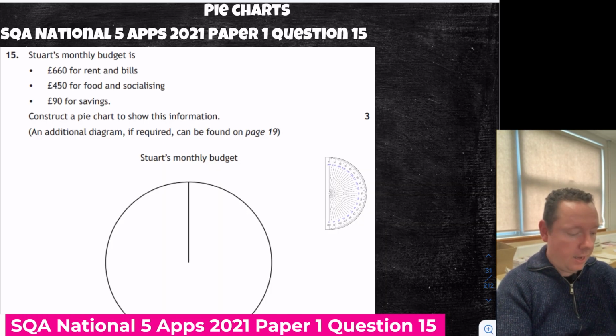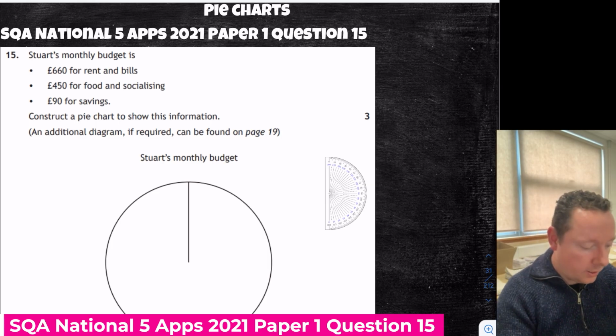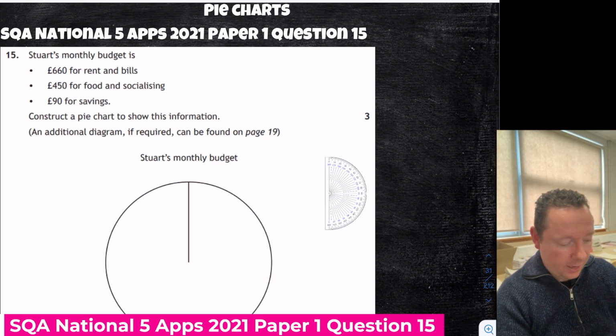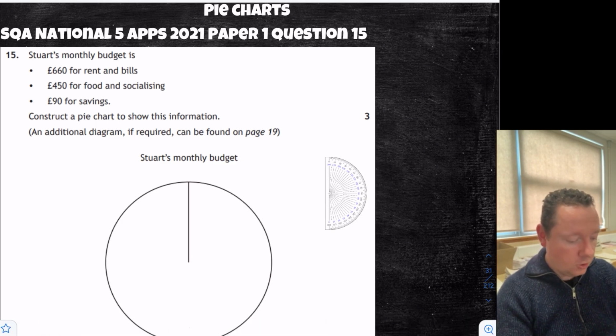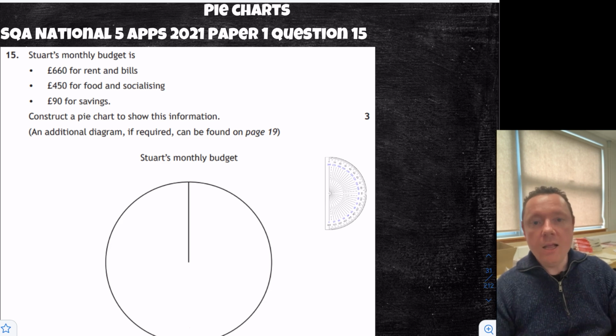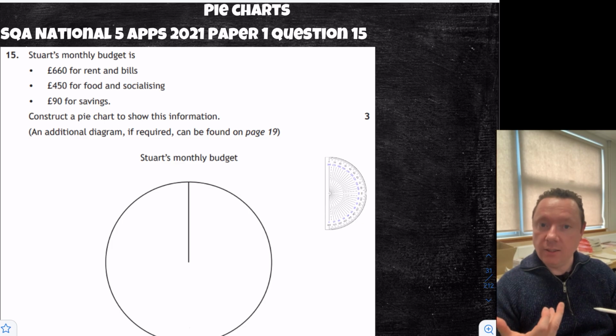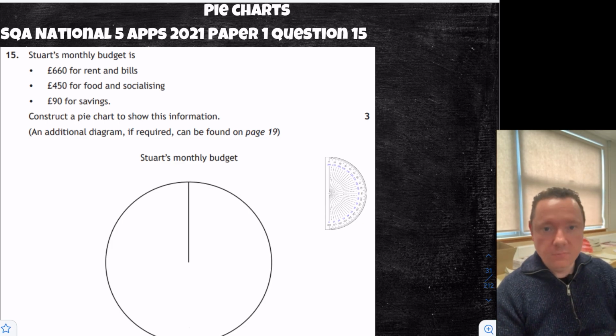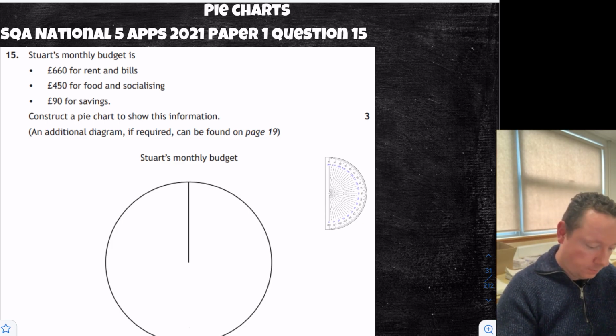Pie charts. SQA National 5 Apps, 2021 paper 1 question 15. Stuart's monthly budget is £660 for rent and bills, £450 for food and socialising, £90 for savings. Construct a pie chart to show the information. I'm going to have to work out my angles here. To get my angles, I need the fractions. To get the fractions, I'm going to need the total. So step 1, add the numbers up.